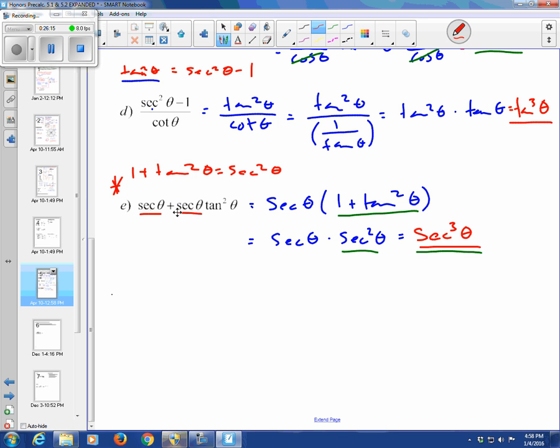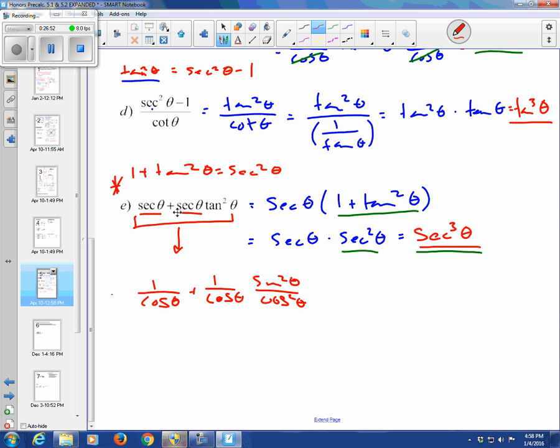Now, if you're having trouble seeing that, another thing that you could do would be to change everything to sine and cosine. I know that's a strategy we talked about mostly for multiplication and division, but it's also a good strategy when you're not sure what to do. So right here, if I did that, I might have something that looked like 1 over cosine theta plus 1 over cosine theta, and then times sine squared theta over cosine squared theta.